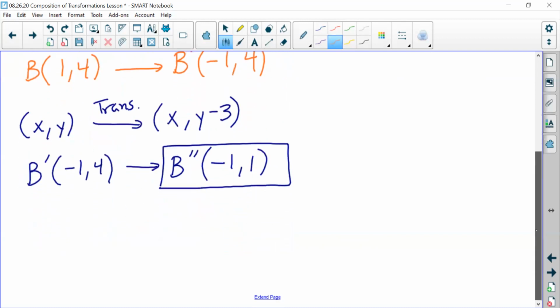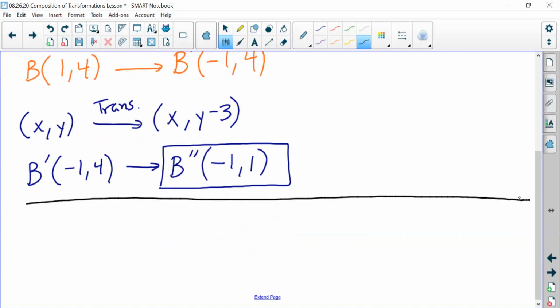Let's see what happens if we want the coordinate notation for this one as well. The coordinate notation. This is where we have to make sure we follow the rules.